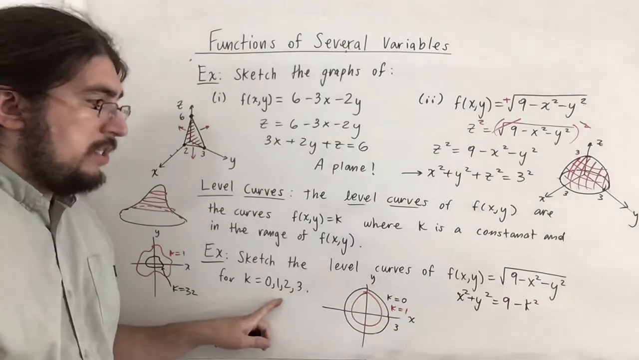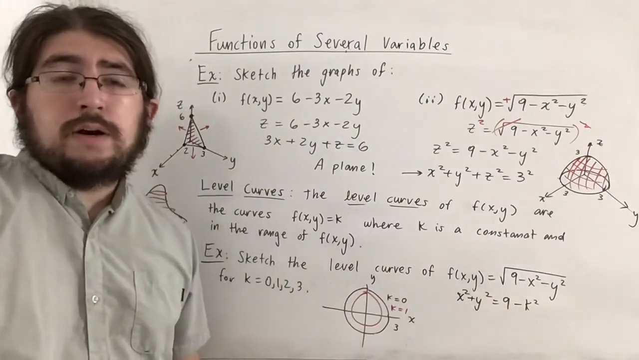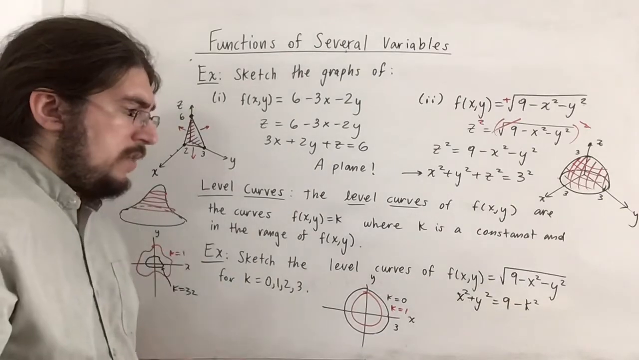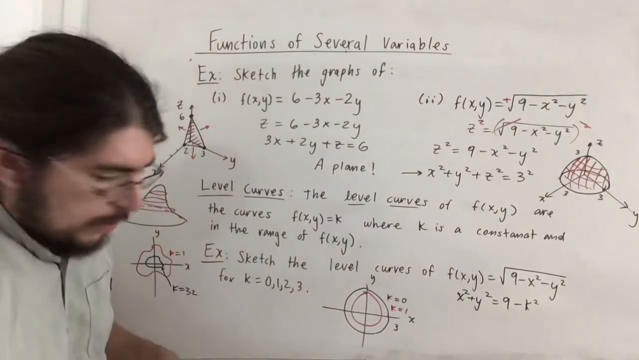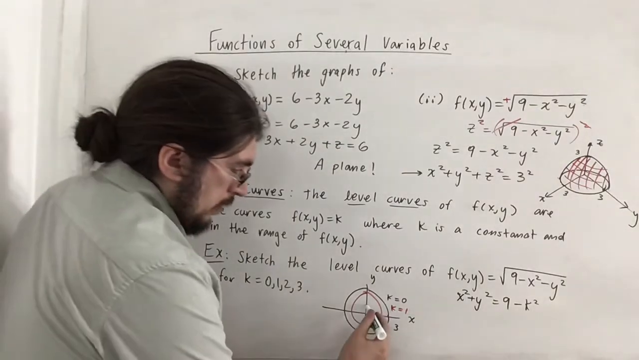Then when k is equal to 2, we'll have 9 minus 2 squared, which is 9 minus 4, which is 5. So that is a circle of radius square root of 5, which is about 2 point something. Let me use green for that. So that'll look something like this.